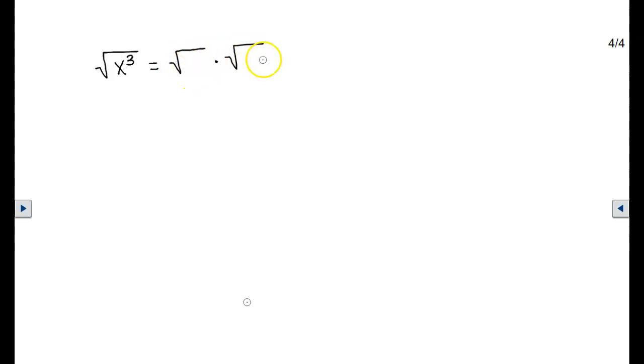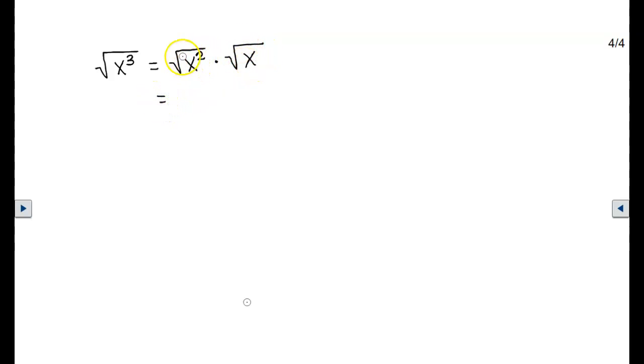So you're going to factor it, and you're going to factor it so that one of these is a perfect square. So I want you to think about this. X to the 3rd. I could rewrite that as the square root of x squared times the square root of x to the 1st. This one I can do, this one I can't do. So it's just like what you did yesterday.